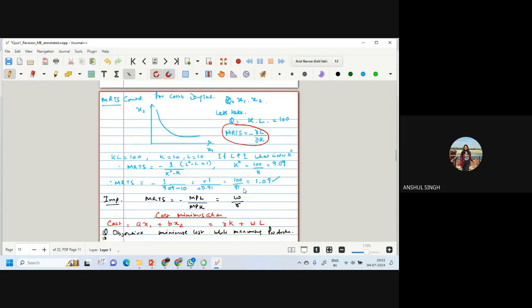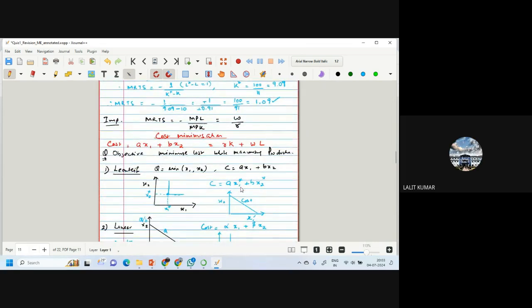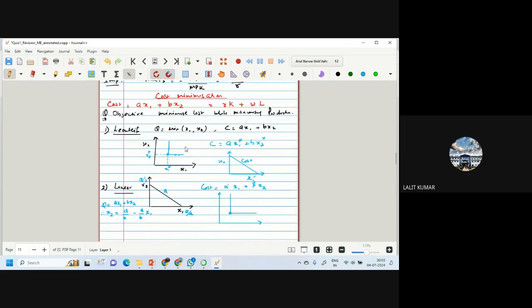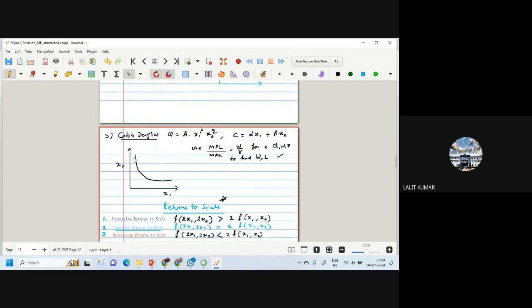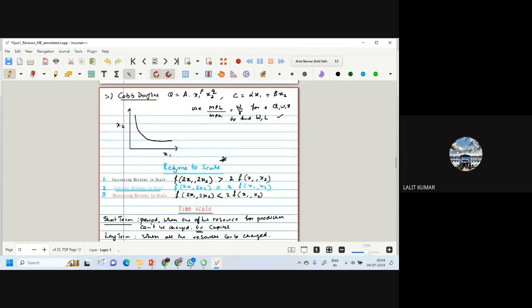Yes. Then we came to cost minimization. This we have covered, in Leontief how it comes to linear production. For linear production, it is linear, but the cost becomes like a Leontief. Cobb Douglas remains like this. Now returns to scale is an important concept.